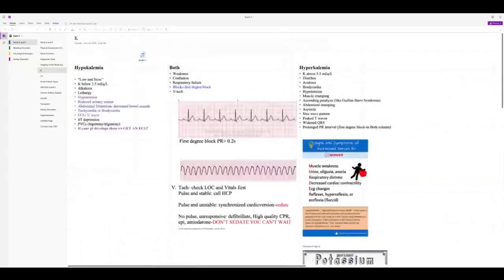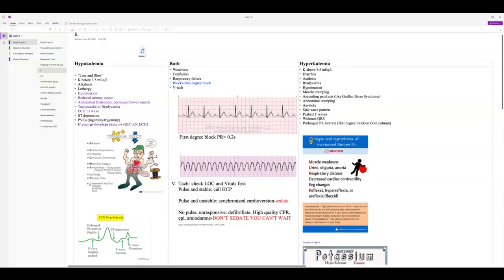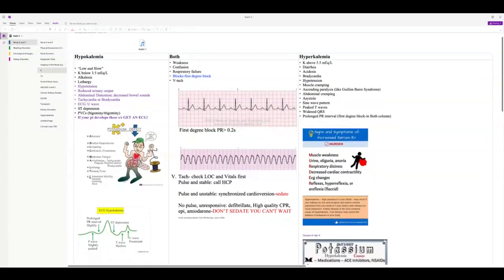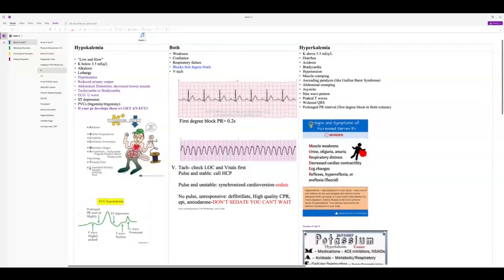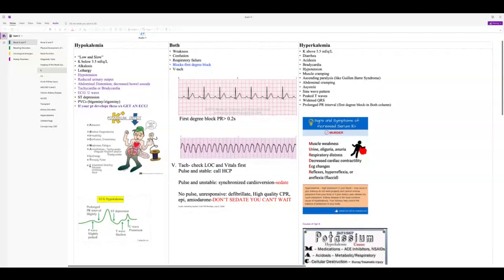You're going to have to be able to distinguish hypokalemia and hyperkalemia. So remember the signs and symptoms of hypokalemia, like hypotension and decreased or hypoactive bowel sounds. On the ECG, you'll see a U wave, and your patient can also develop PVCs. Both hypo or hyperkalemia can get a first-degree block or VTach. So remember what to do with that.